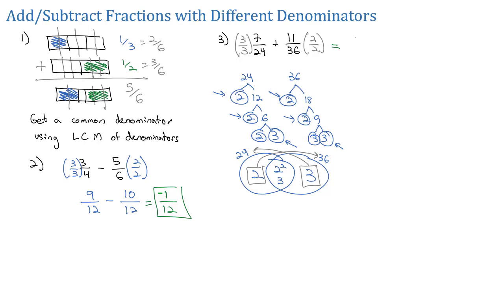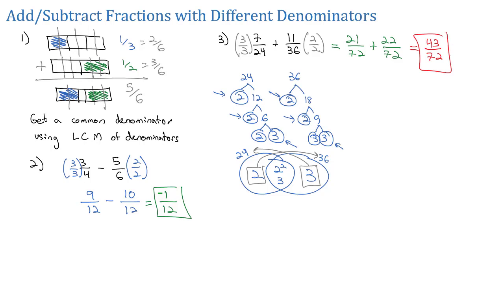And when I do that, 7 times 3 is 21 over 24 times 3 is 72, plus 11 times 2 is 22 over 36 times 2 is 72. And look at that. We got the common denominator we were hoping for. Now we can add the numerators to get 43 and keep the denominator of 72. And we have our final solution.